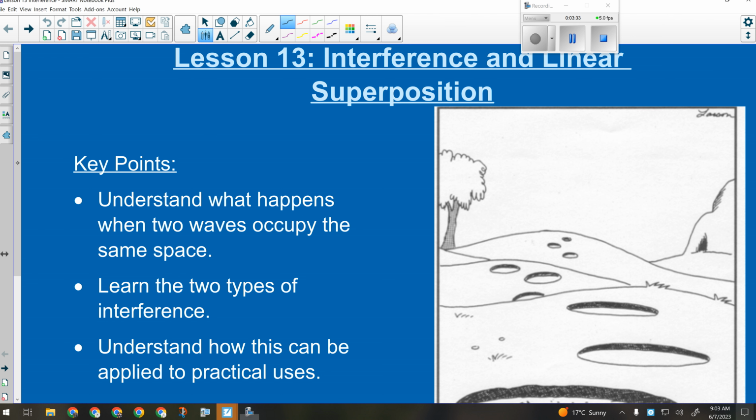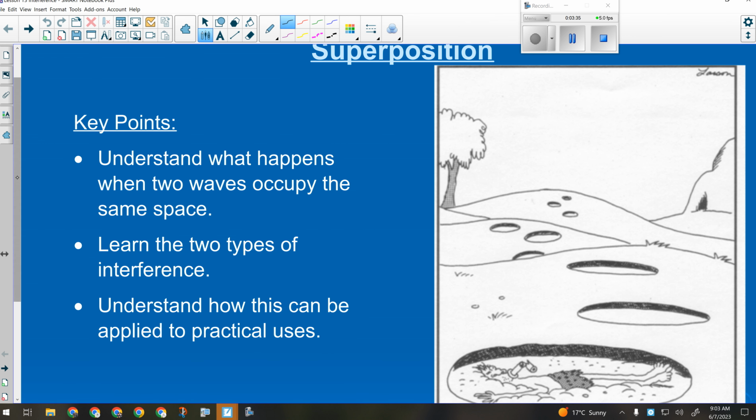So we're going to look at what happens when two waves occupy the same space, learn the 2 types of interference, and understand how that can be applied to practical uses. Most acoustic instruments use interference to naturally amplify the sounds that they produce. It's called resonance.